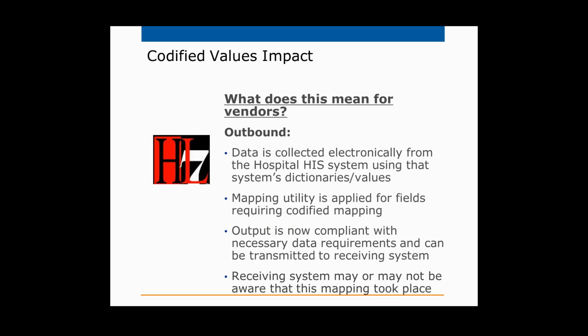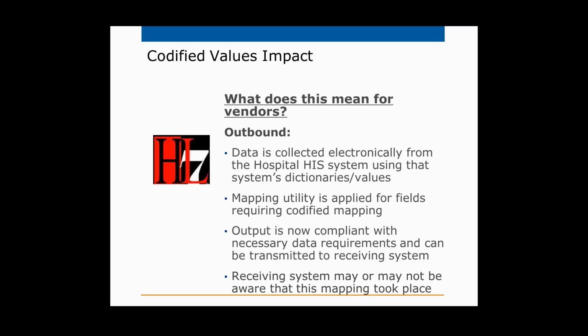So quickly looking at an outbound example, the way that would work would be a step-by-step process. With an interface, typically it'll collect the data electronically from the hospital system using that hospital's dictionaries. In the case of Meditech, the data is going to come from the Meditech lab dictionary, from the nursing system, from pharmacy, from the drug dictionary, from the RxM home dictionary, things like that. Mapping is typically then applied as step 2 on those fields, with the hospital's input, to produce the codified value. And now the output is compliant with what 2.5.1 requires. The receiving system may or may not be aware that the mapping even took place. So that's an important part.